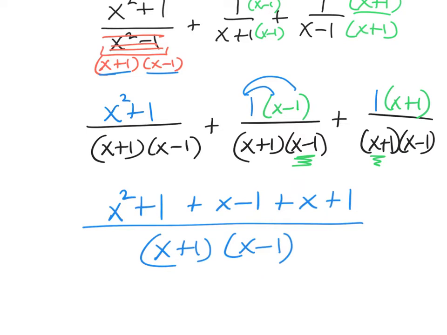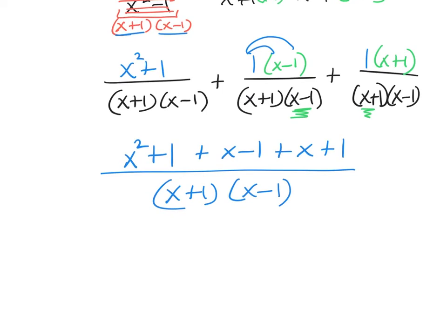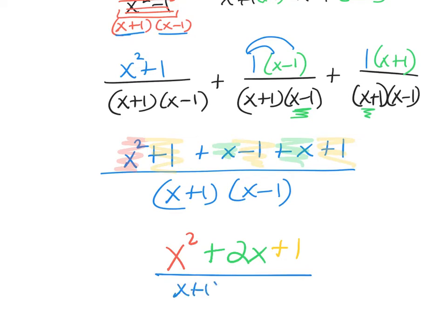Now I need to go back and add my like terms. So notice you have an x squared here with nothing to add to it. Then you have an x and another x. So this would give you 2x. And then I'm going to go back and get my constants. 1 minus 1 is 0. Plus 1 again is plus 1. I still have the same denominator, x plus 1, x minus 1.